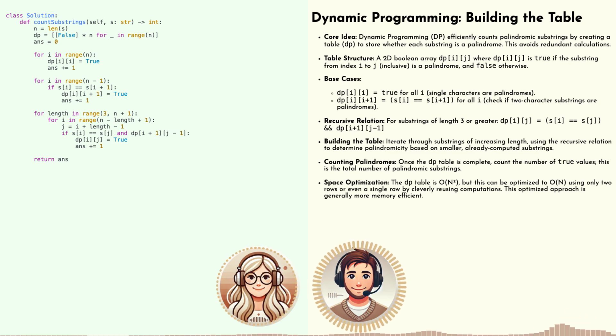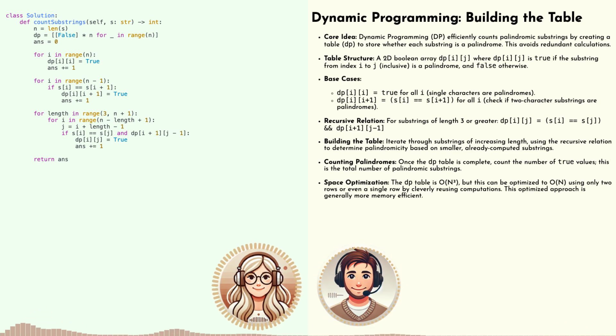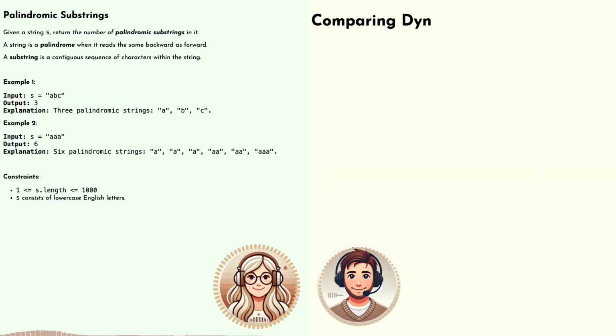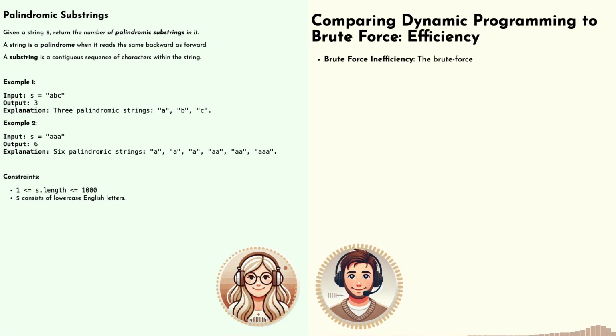I see. So when we're checking a substring of length 5, for example, we can look back at our table to see if the inner 3-character substring is already marked as a palindrome. Exactly. That's brilliant. Right. We're essentially reusing our previous work. Precisely. And this clever reuse of information is what makes dynamic programming so efficient. It avoids unnecessary repetition. This is making a lot of sense.